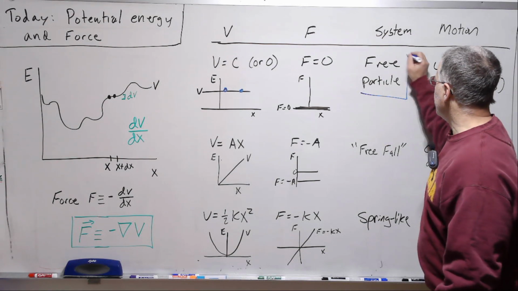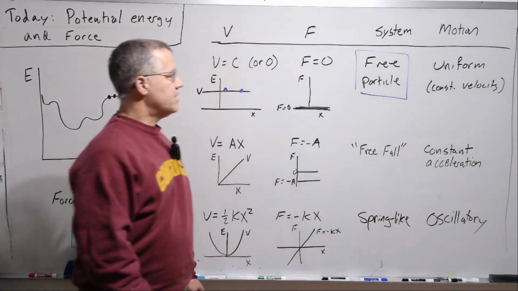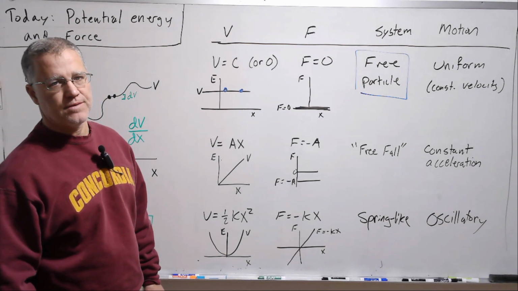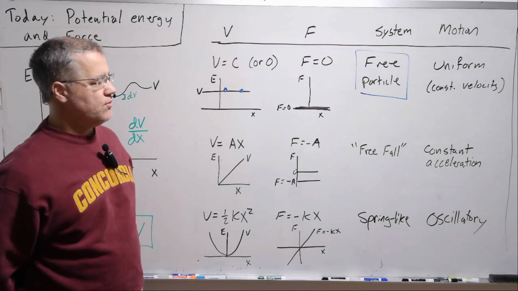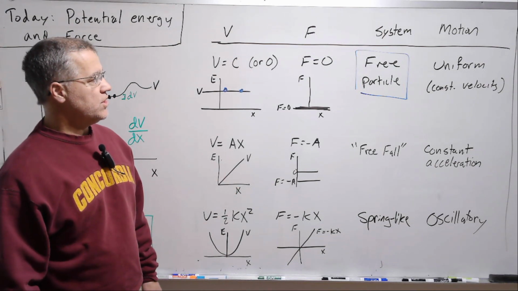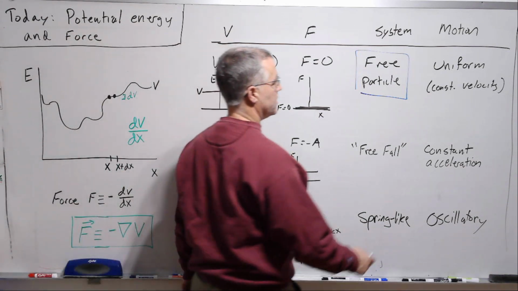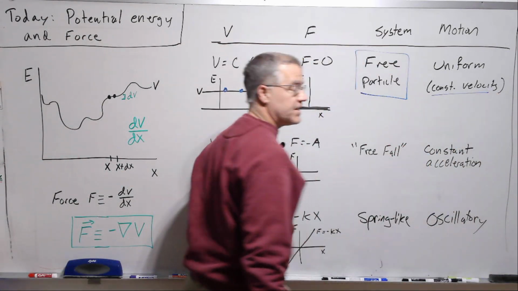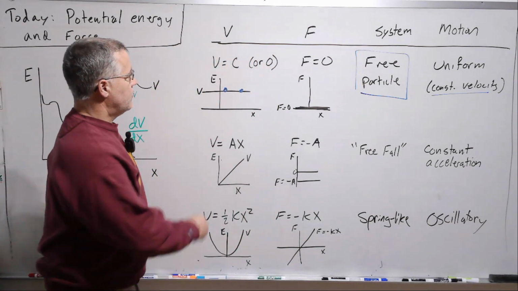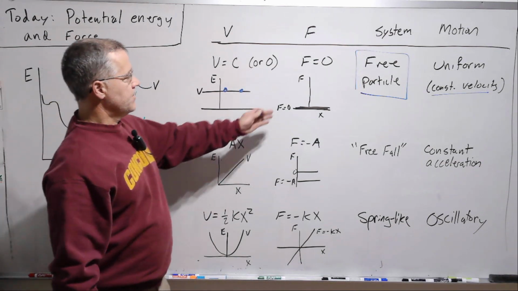The type of system we call that is a free particle. And it undergoes what's called uniform motion. And motion, we'll be definitely getting into motion very soon now. Motion could mean standing still. So we'll talk about that in more detail. So it's a constant velocity. That velocity could be zero, or any other constant velocity would fall under this category of constant potential energy, zero force.